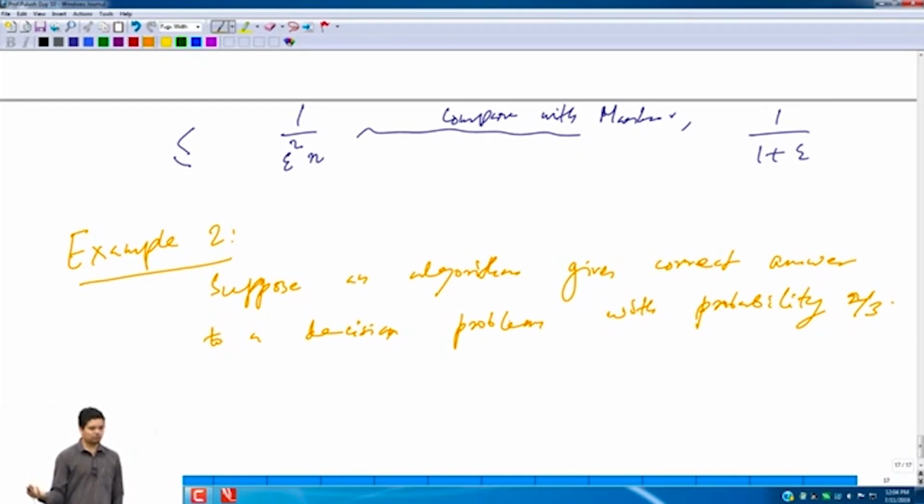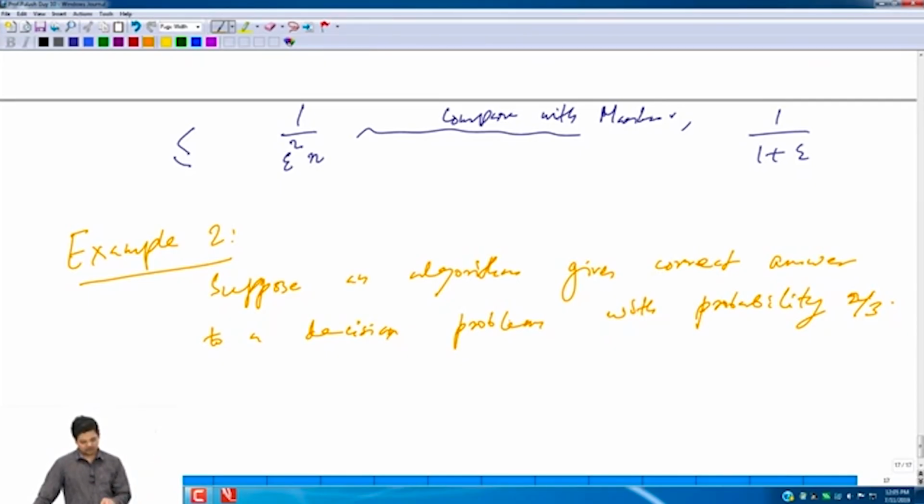Suppose you have a decision problem. Decision problem means any problem whose answer is either yes or no. And think of, say, SAT. We are given a Boolean expression, and the question is, does there exist a satisfying assignment? It's a decision problem. And we are given an algorithm which solves this problem with 2/3 probability.